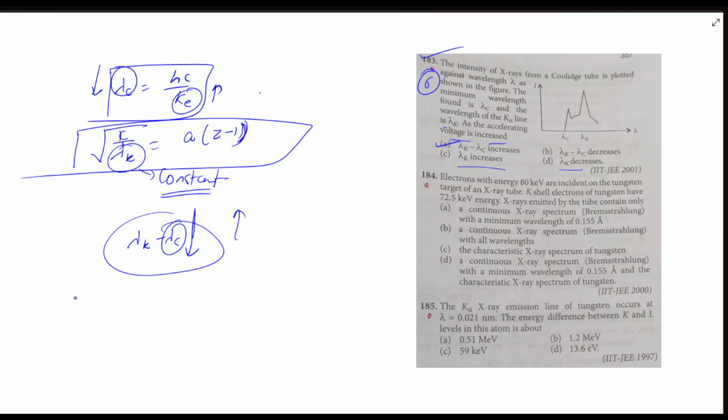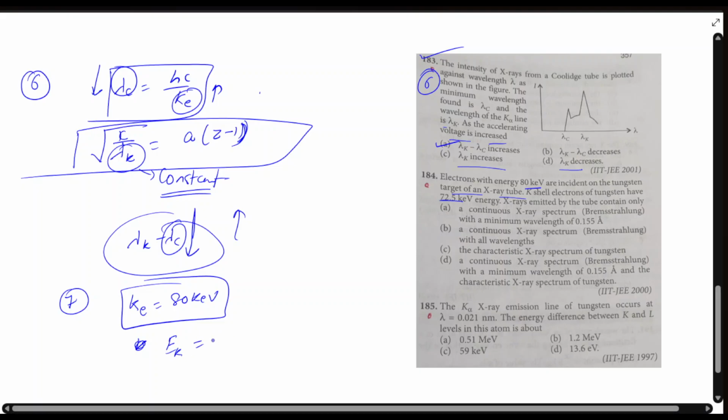Let's move on to 184, which is our seventh question. Let's start. Electrons with this energy are incident on a tungsten target. So the kinetic energy of the electron is 80 kilo electron volt. The K shell electron of tungsten has 72.5 kilo electron volt binding energy. So look, this kinetic energy is greater than Ek.